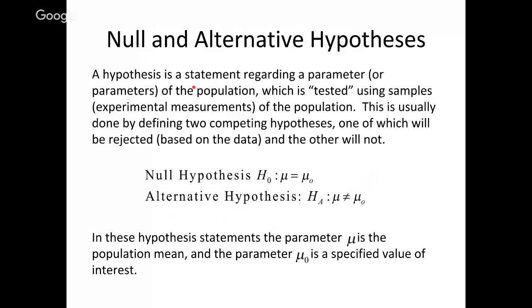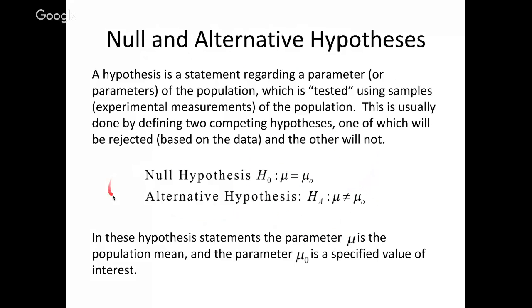So you can think of a hypothesis more generally as a statement regarding a parameter or parameters of the population, which is tested using samples, experimental measurements of the population. And this is usually done by defining 2 competing hypotheses, just like we did. One of which will be rejected based on the data, and the other will not. So we're going to form 2 hypotheses, and we're going to run some statistical tests that in the end aim to reject one of those 2 alternative hypotheses.